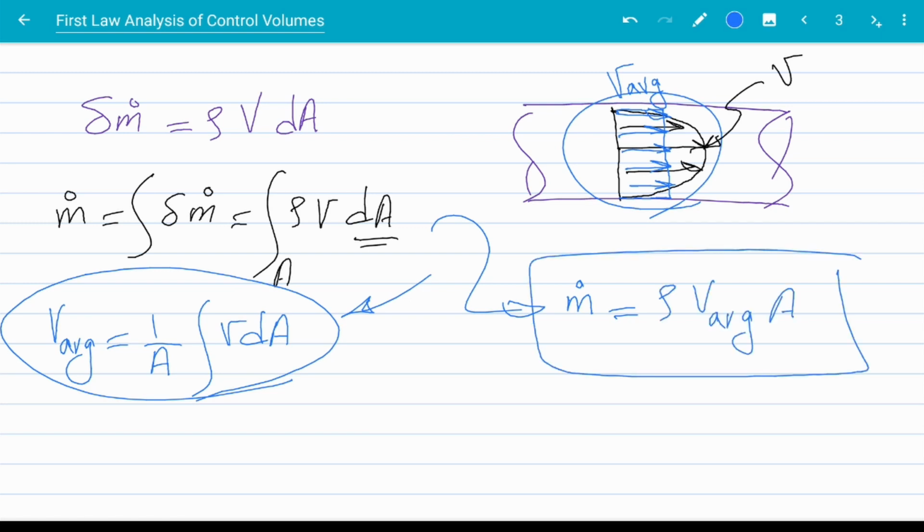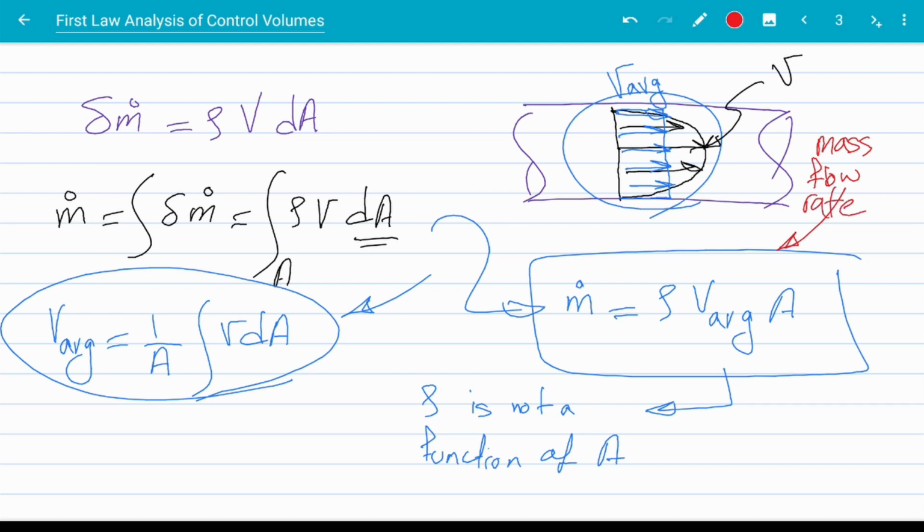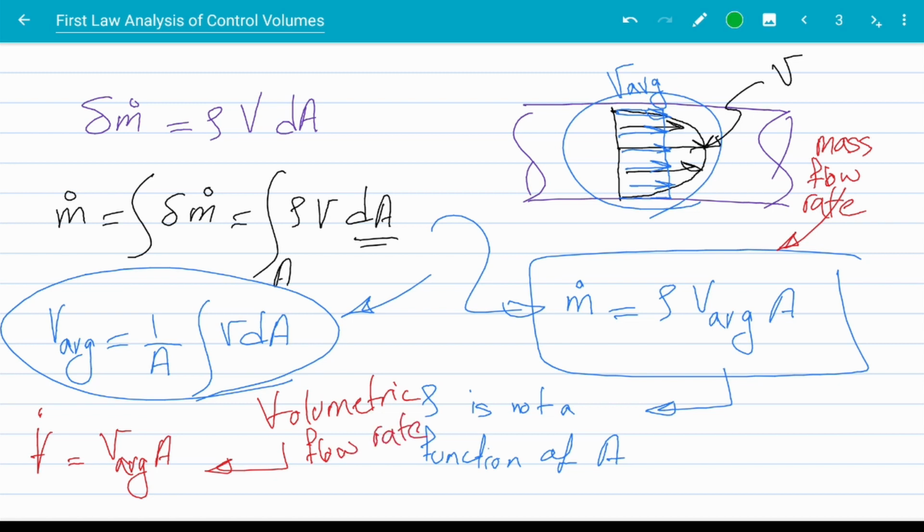The only condition for this equation is that rho, or density, is not a function of cross-section area, which is pretty much given in most of the problems and cases that we deal with. Density of the fluid is not a function of the cross-section area or the location inside the pipe. So this is the mass flow rate. We know that we have another quantity. We show it with capital V dot, and it is V average times cross-section area. We call this one volumetric flow rate. Now, mass flow rate has the unit of kilograms per second, while the volumetric flow rate has the unit of meters cubed per second.